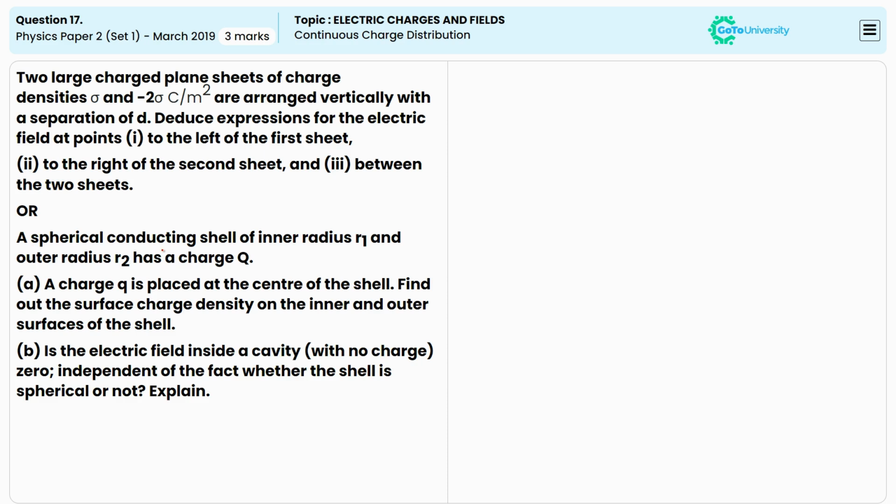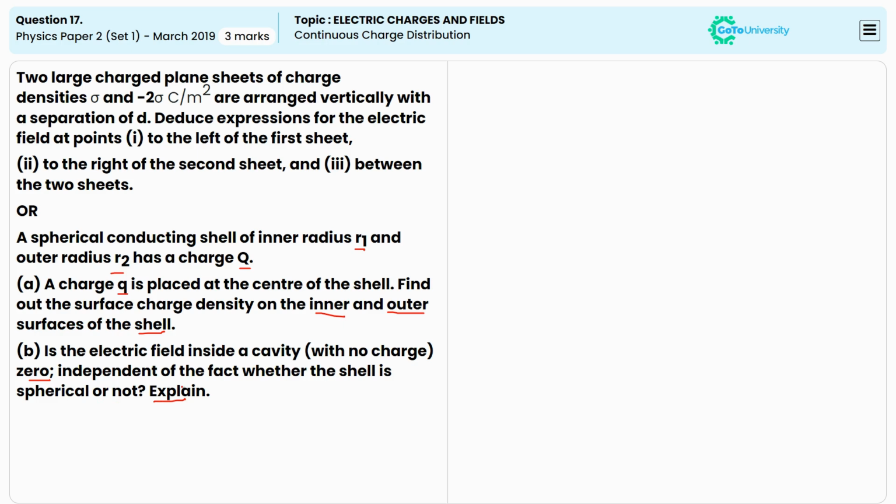A spherical conducting shell of inner radius R1 and outer radius R2 has a charge Q. A charge Q is placed at the center of the shell. Find out the surface charge density on the inner and outer surface of the shell. B part: is the electric field inside a cavity with no charge 0, independent of the fact whether the shell is spherical or not? Explain.